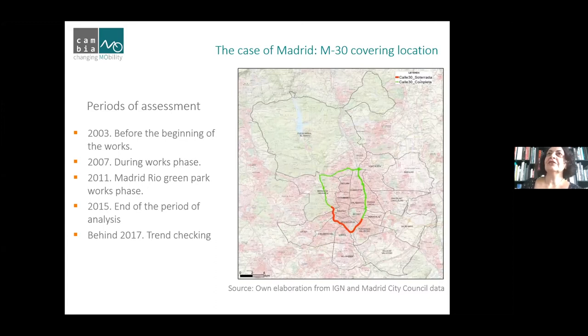What is the case of Madrid? I prefer to go directly to the ground and talk about that, and then go a little bit into the theoretical part and the methodology that we can use for covering the aspect of gender and so on. So we had these three periods of assessment: before the beginning of the works for covering the M30, during the works, when the Green Park was finalized, and afterwards. And then we will try to check a little bit the trend of where we were after the running of the infrastructure.